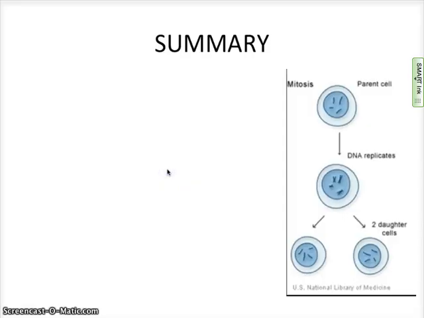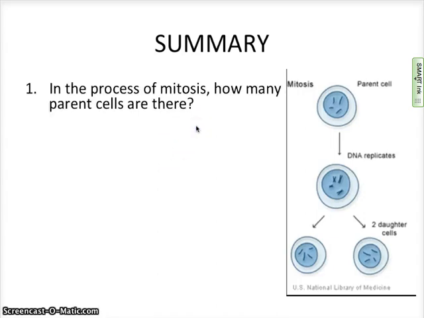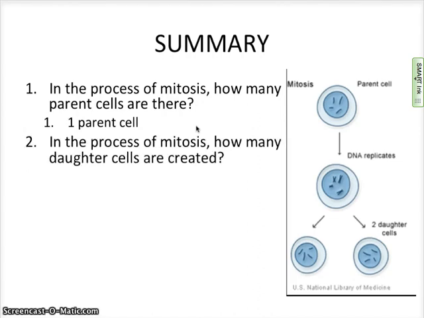So now that we've gone over mitosis and cancer, let's do a few summary questions to make sure you were paying attention. Use the picture on the right for help. Question number 1. In the process of mitosis, how many parent cells are there? 1 parent cell. Question 2. In the process of mitosis, how many daughter cells are created? Remember to look at the bottom of the picture. You should have said 2 daughter cells.